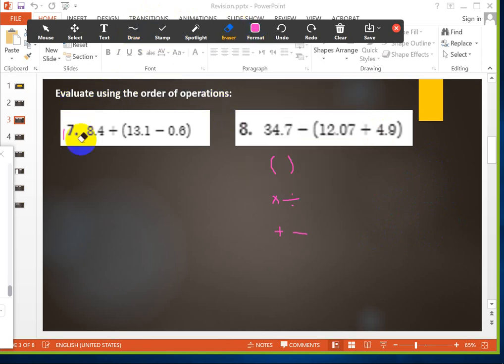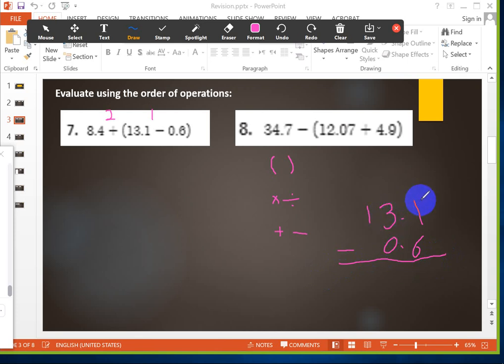So here I will start the evaluation with the operation between parentheses, which is subtraction. So I will do the parentheses first. This is the first operation. After that, I will do the addition. That means this is the second one. So first thing, I will subtract the numbers between parentheses. Let's subtract. 13.1 minus 0.6. You have to order the numbers like this.